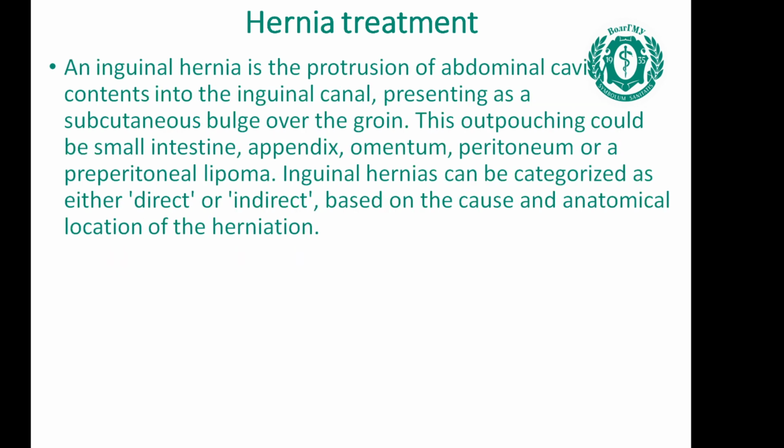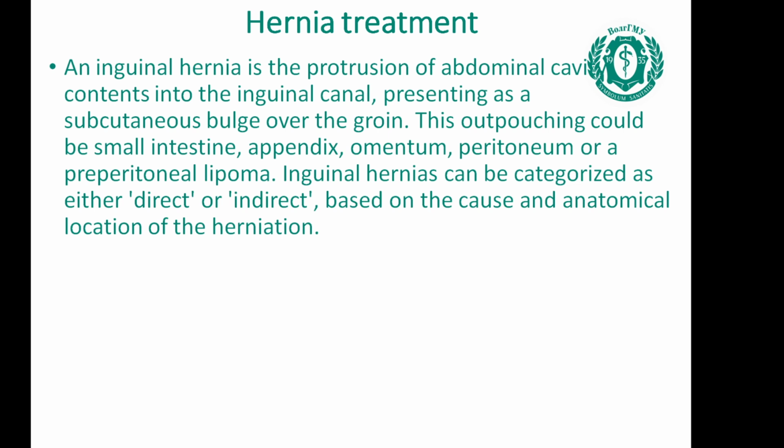An inguinal hernia is the protrusion of the abdominal cavity contents into the inguinal canal, presenting as a subcutaneous bulge over the groin. These outpouchings could contain small intestine, appendix, omentum, peritoneum, or a peritoneal lipoma. Inguinal hernias can be categorized as either direct or indirect, as we've discussed before, based on the course and anatomical location of the herniation.